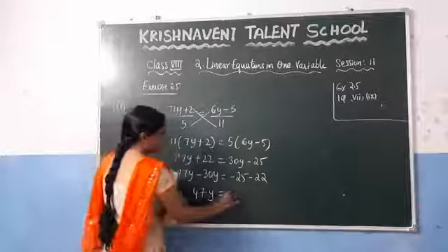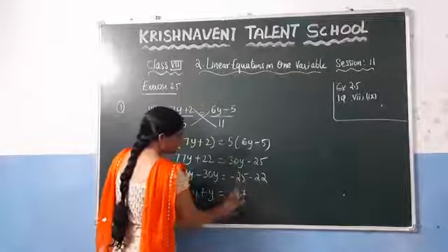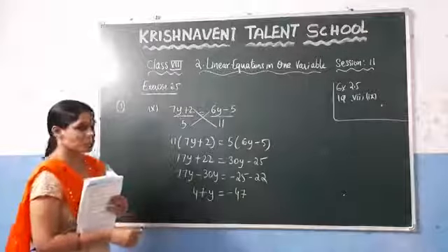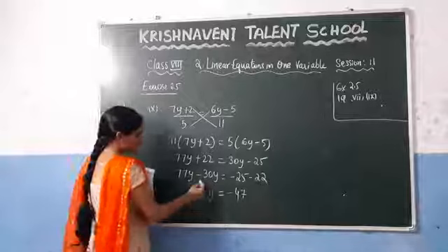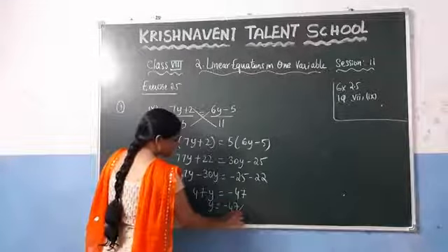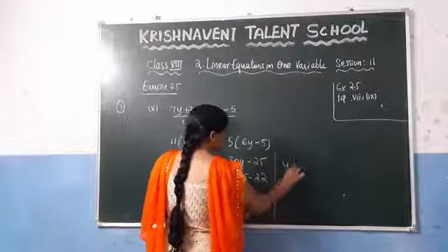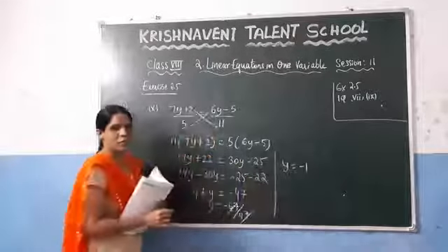47y is equal to, now add these values, 5 plus 2, which is 7, 2 plus 2, which is 4. So 47y is equal to minus 47. And if you take this 47 to that side, it will become division. Minus 47 by 47. This 47 will get cancelled. You will get the y value, which is minus 1.